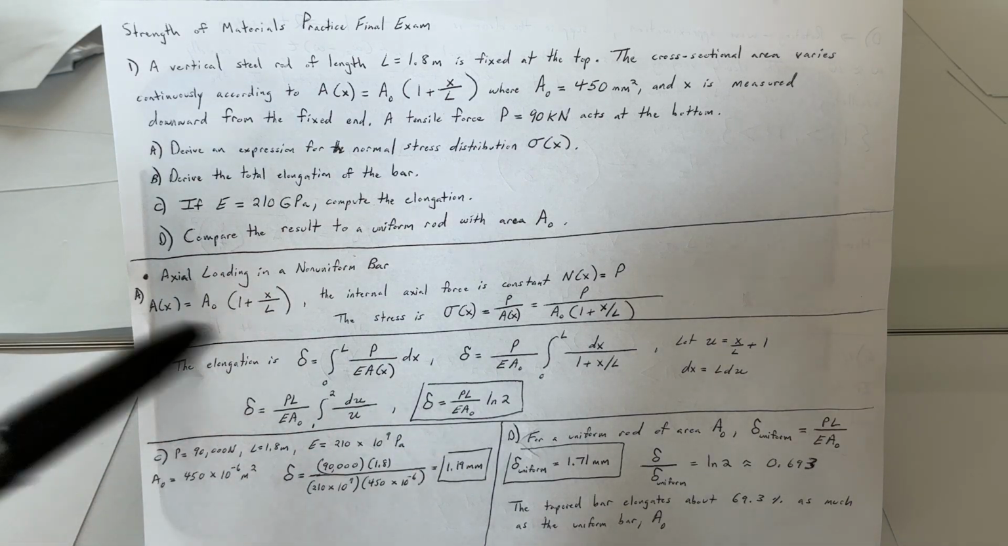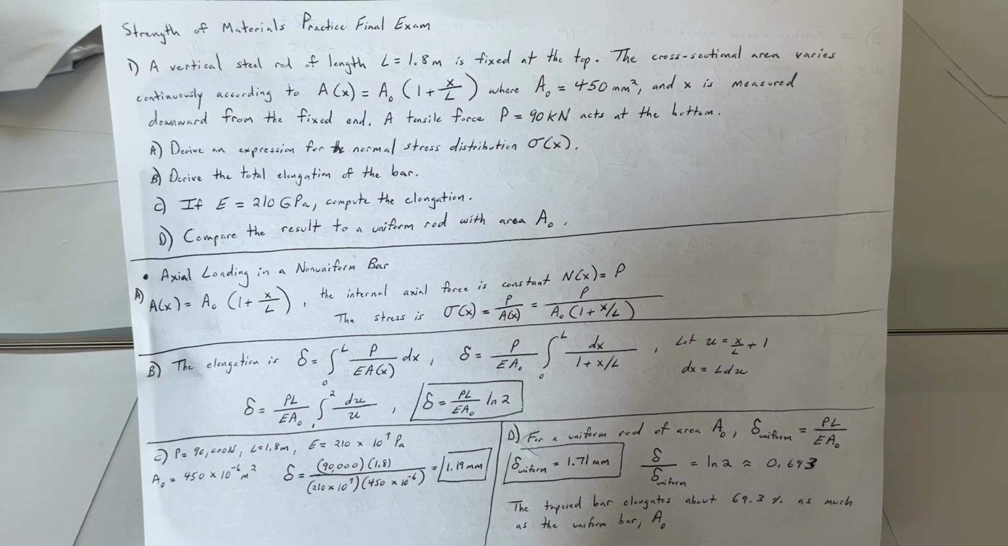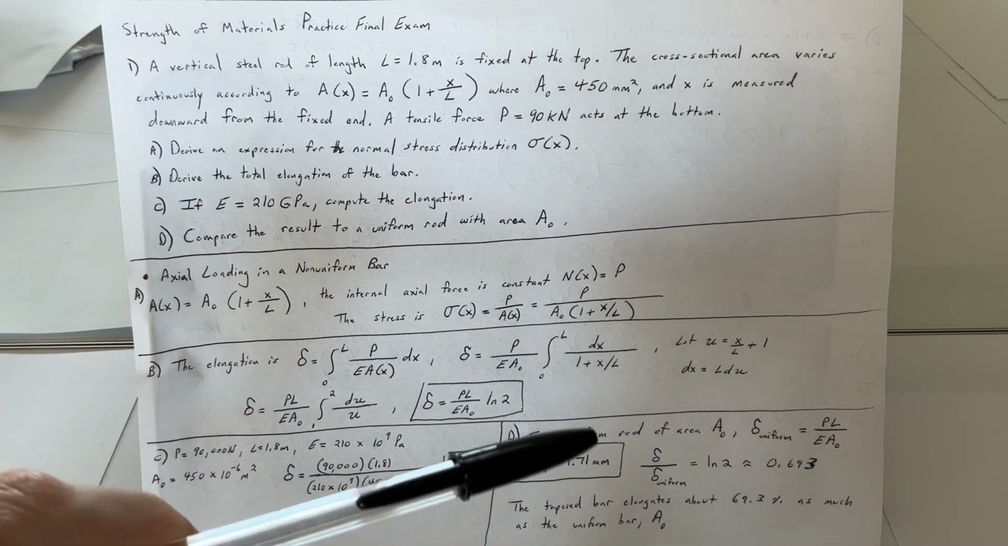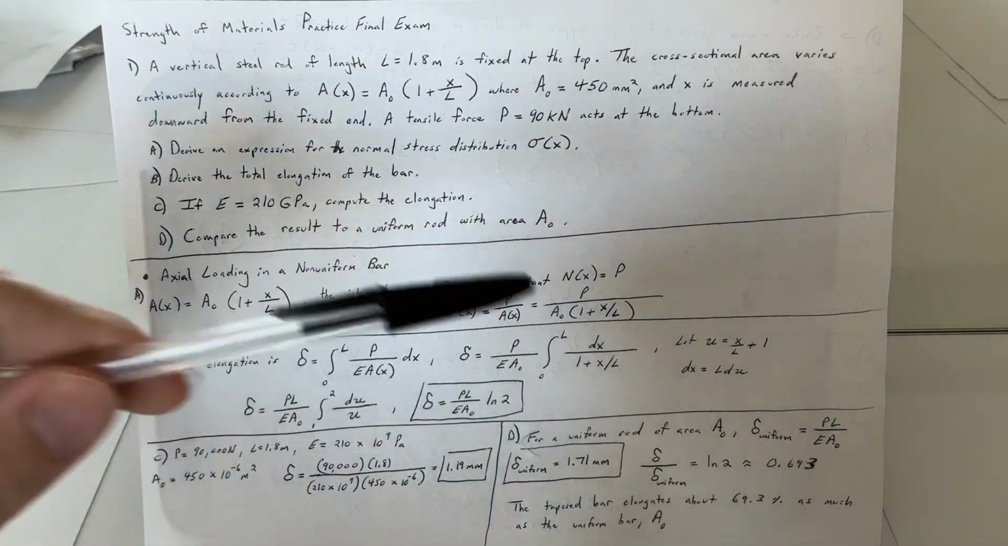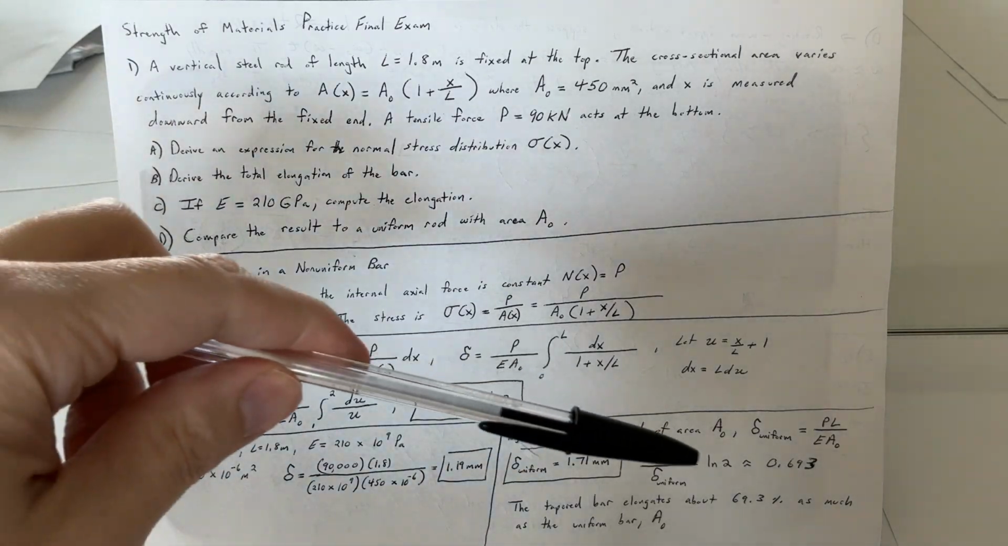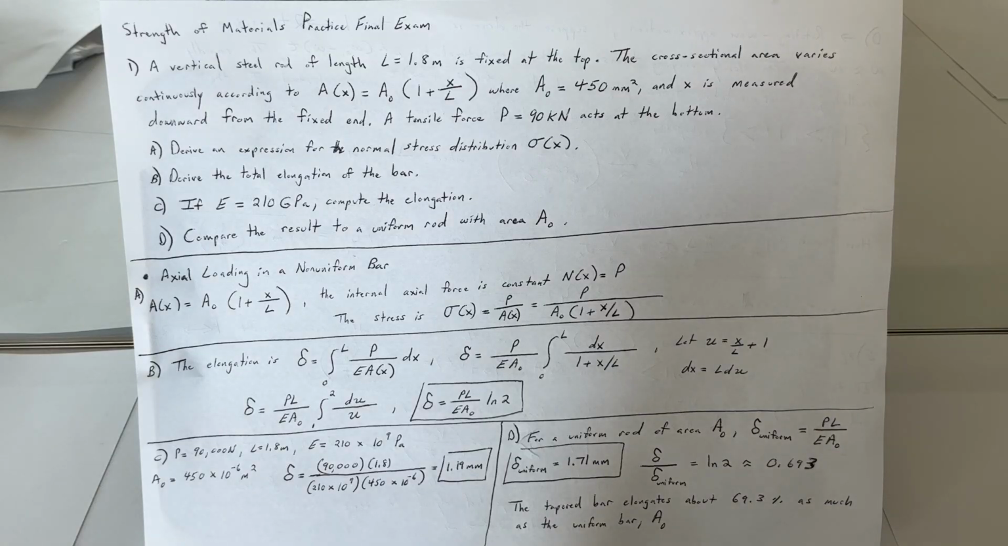And for part D, for a uniform rod of area A naught, delta sub uniform equals PL over E A naught. So delta sub uniform is 1.71 mm. So delta divided by delta uniform, that would be ln 2, which is approximately 0.693. So we could say that the tapered bar elongates about 69.3% as much as the uniform bar A naught.